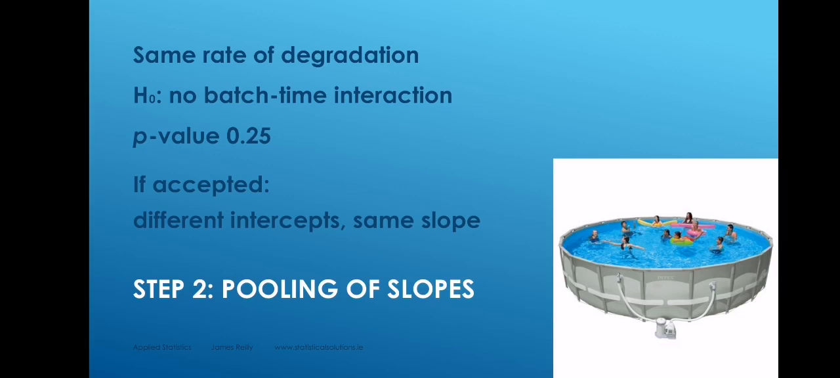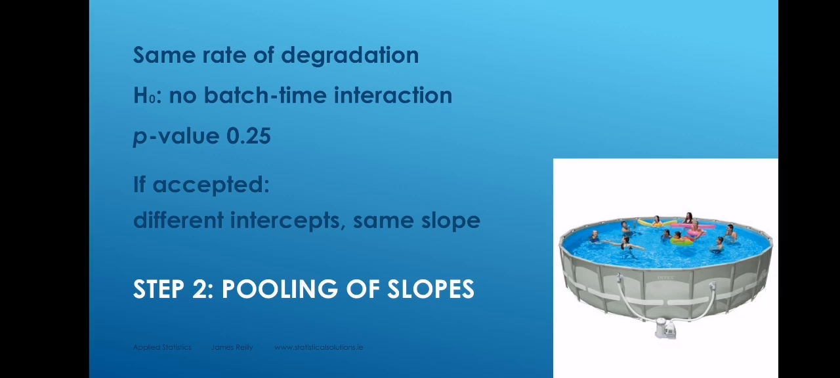So we test the null hypothesis represented by the batch time interaction, and we test it at the p-value of 25%. Now normally we test hypotheses at the 5% level, and the reason that we're using this higher p-value of 25% is that, again, because it's a pharmaceutical product, we are being very conservative. We don't want to take this step unless the data indicates that it's safe to do so. So testing at a p-value of 0.25, if the p-value is greater than 0.25, then we can accept that it's reasonable to pool the slopes.